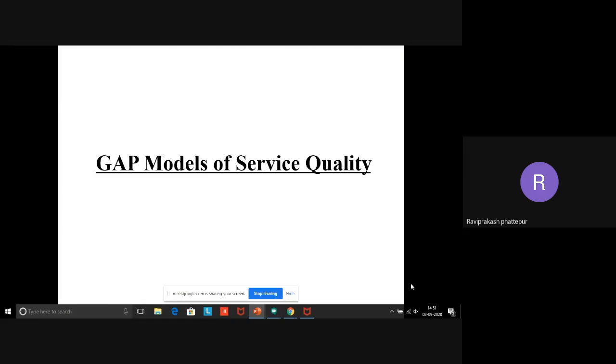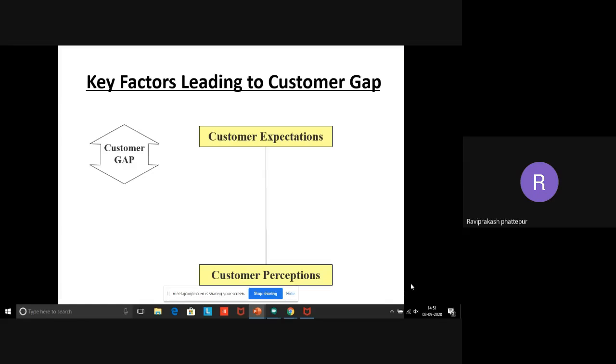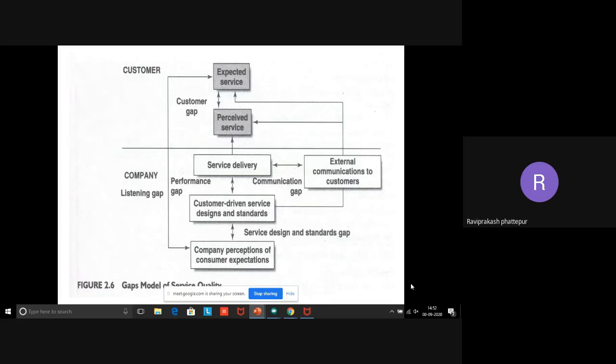Coming to the gap model of service quality, we saw the customer gap. What is the customer gap? The gap between the customer expectation and the customer perception. Customer expectation is something standard, and customer perception is what the customer thinks about a service after having undergone it. Next, in the general view of the gap model, we have 2 parts, the customer part and the company part. Under the customer part, we have only the customer gap, which is between expected service and perceived service.